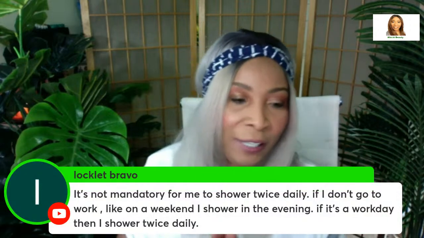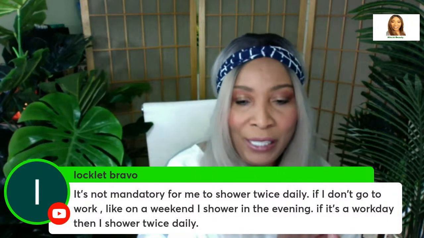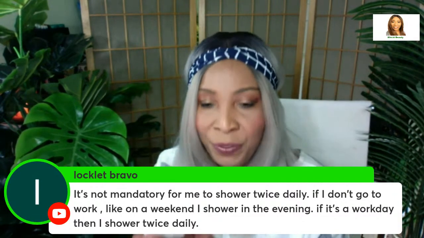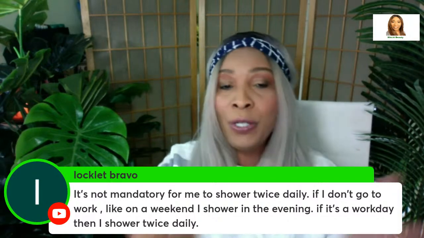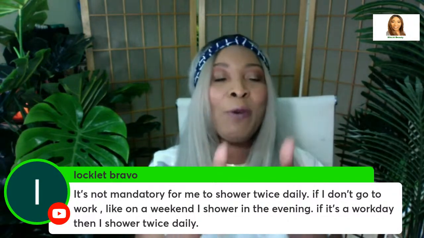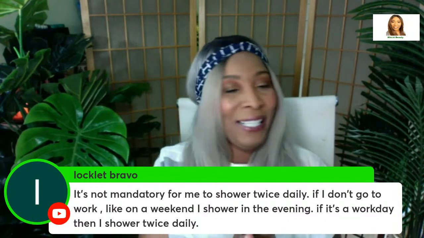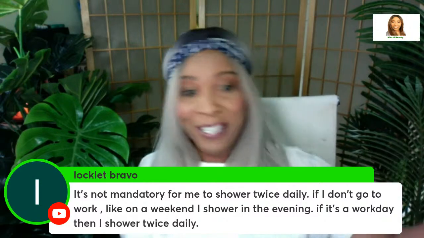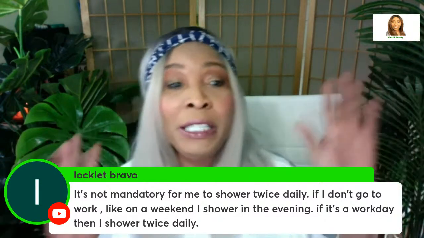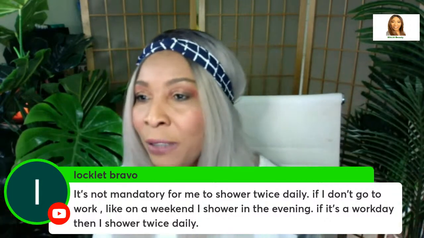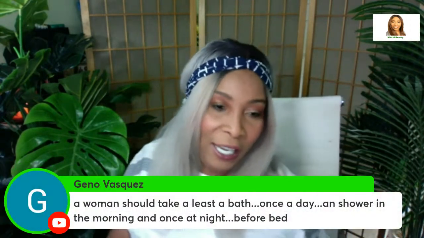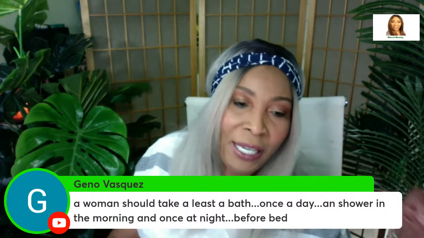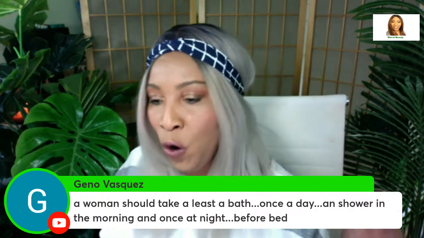Now here comes Lockett: It's not mandatory for me to shower twice daily. If I don't go to work, like on a weekend, I shower in the evening. If it's a work day, then I shower twice per day. And this is why I want you all to be honest, because some people that shower twice a day, if you're home and you clean, you're going to wait till you finish cleaning. But anyway, as I said, we're only talking about ourselves today. Jenna, let me hear what Jenna has to say. A woman should take at least a bath once a day, and shower in the morning and once at night before bed.